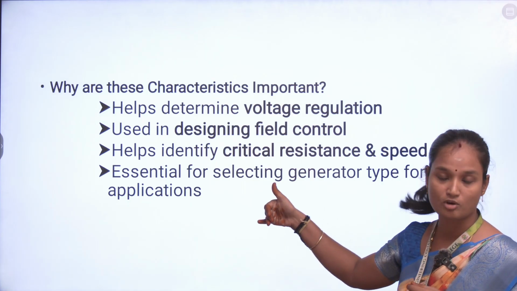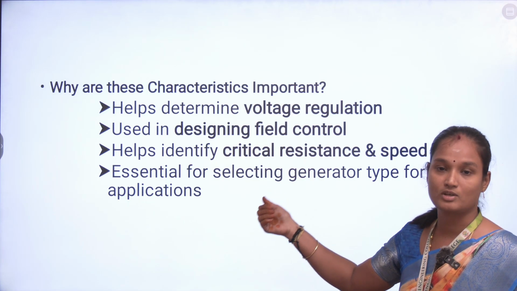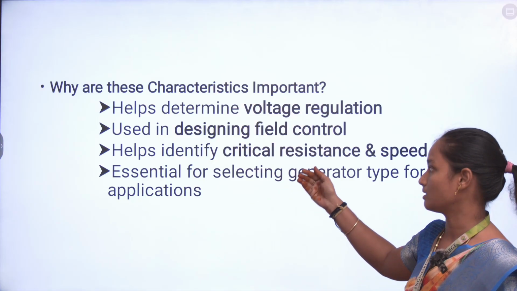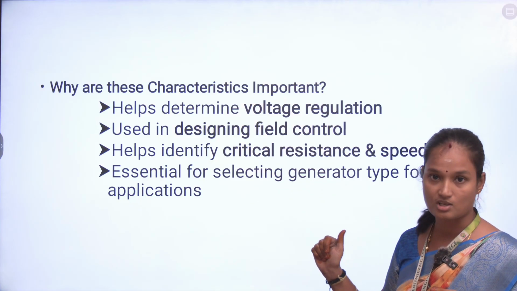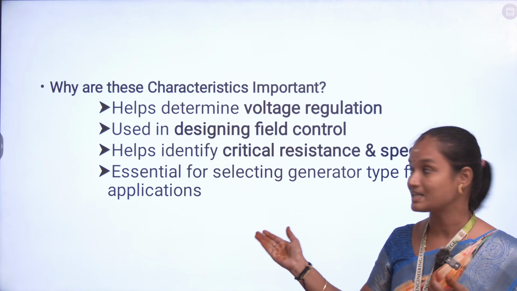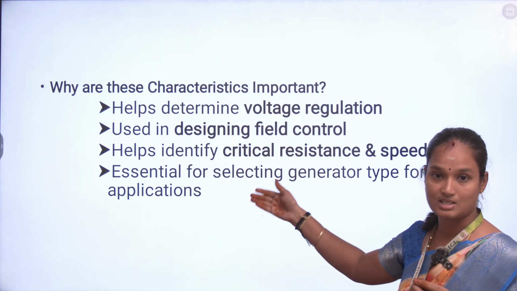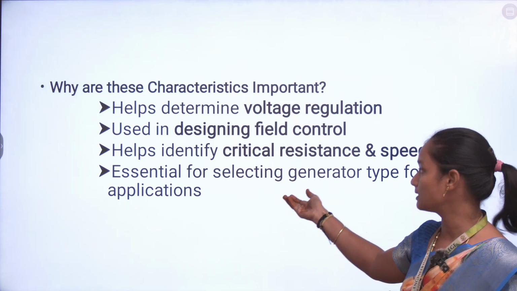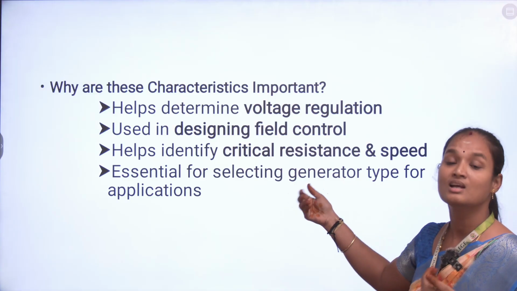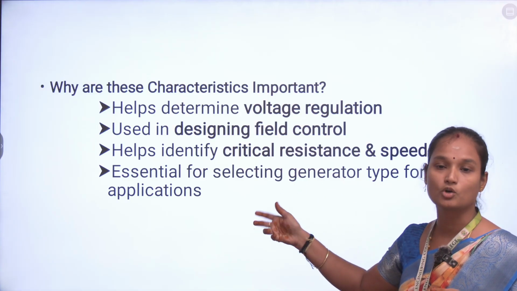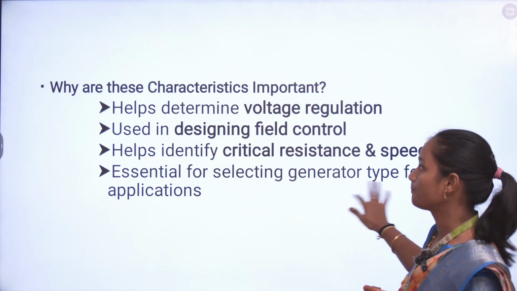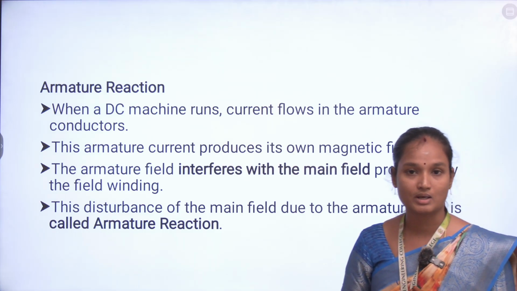There are four essential requirements for the characteristics of DC generator. The first one helps to determine the voltage regulation. The second one helps in designing field control. The third one helps to identify the critical resistance and speed. And the fourth one, depending upon the application, lets us know what kind of generator we can use. So next, what is meant by armature reaction?